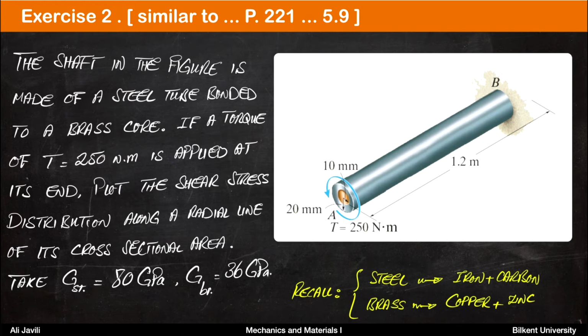The second exercise in this lecture is similar to problem 5.9 on page 221 of the book. The shaft in the figure is made of a steel tube bonded to a brass core. If a torque of 250 Newton meter is applied at its end, plot the shear stress distribution along a radial line of its cross-sectional area. The shear modulus for steel is 80 gigapascal. The shear modulus for brass is 36 gigapascal. So basically you have this steel tube on the outside, and then you have the brass core on the inside. And also remember, steel is an alloy made from iron and carbon, and brass is another alloy made of copper and zinc.